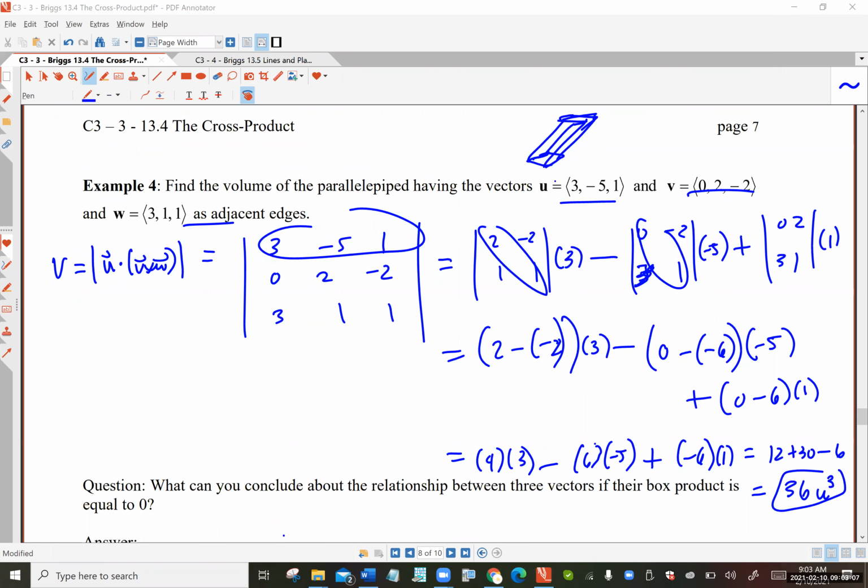Yes. Did that say 30? Sorry, does that say 36 U cubed? U cubed means units cubed. Thank you.